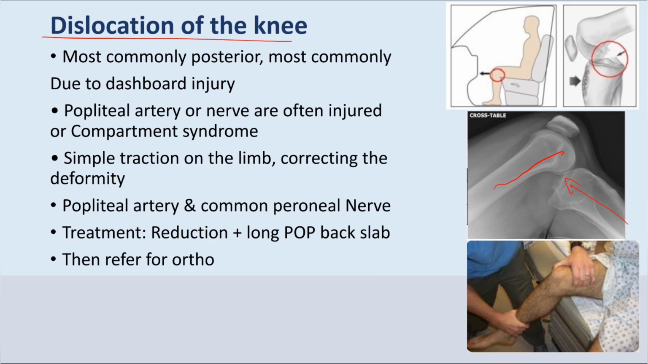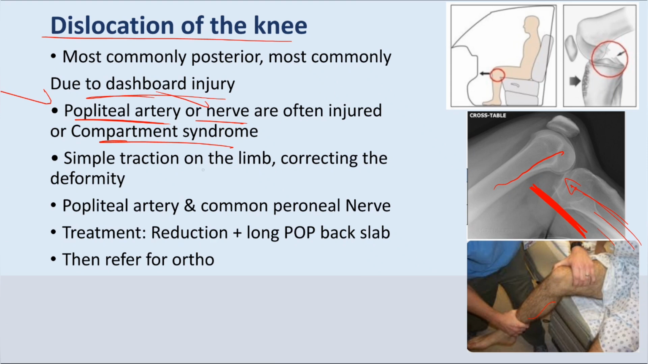Dislocation of the knee most commonly is posterior dislocation of the distal part, usually due to dashboard injury, like that of femoral neck fracture. So there is a risk of injury to the popliteal artery and nerve, which run exactly here. Because there are only three compartments in the leg, there might be compartment syndrome. So popliteal artery and nerve injury are at risk.